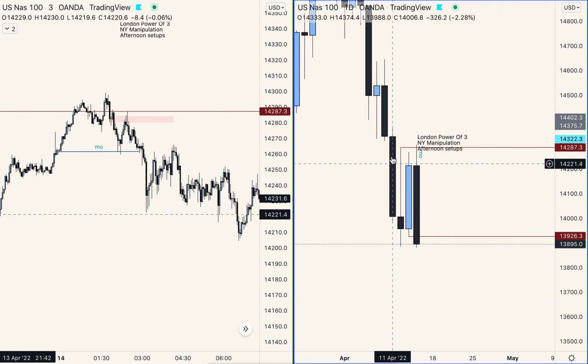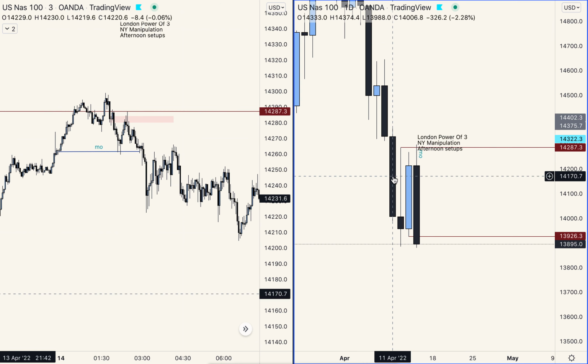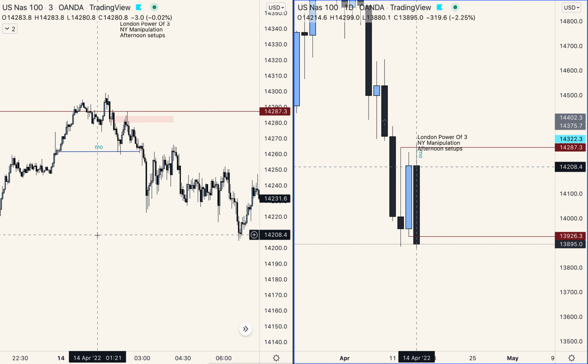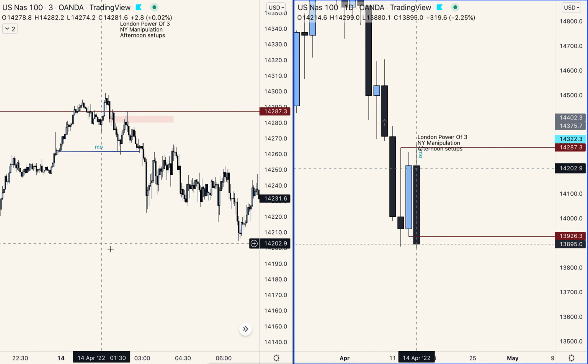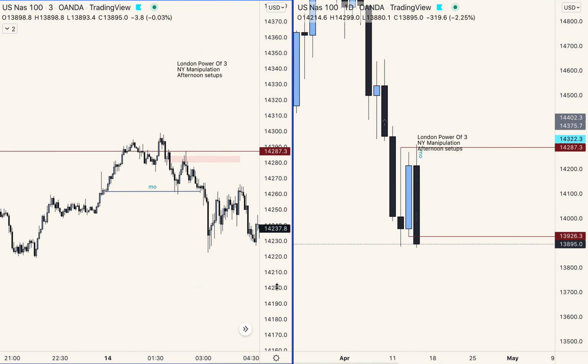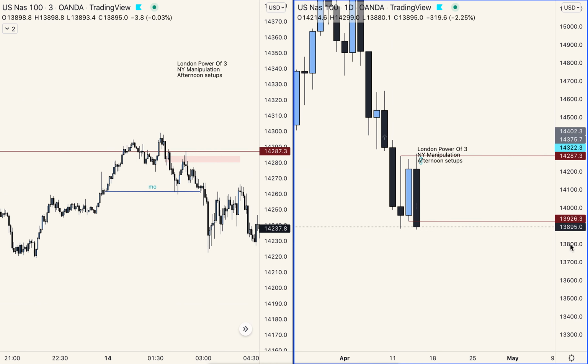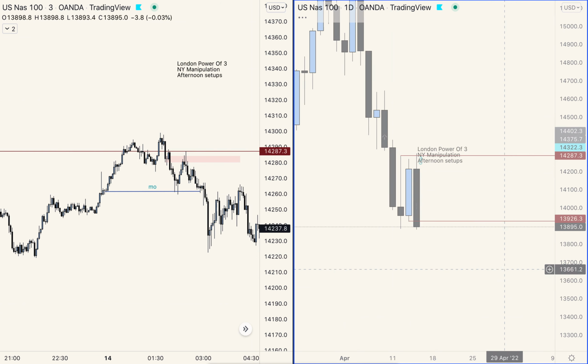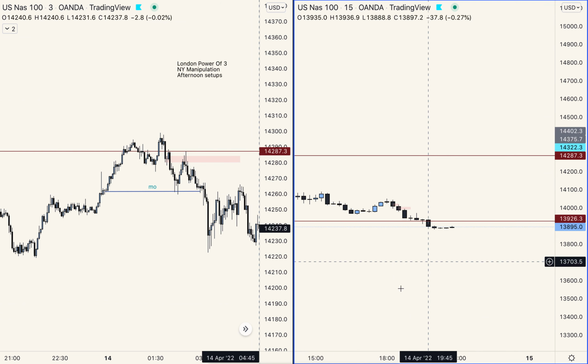I was expecting this higher one to be hit in yesterday's New York session, and it didn't happen. But I was glad to see that it happened pretty soon after in the London session, and there was a nice power 3 setup in that session. So I will go to that real quick.